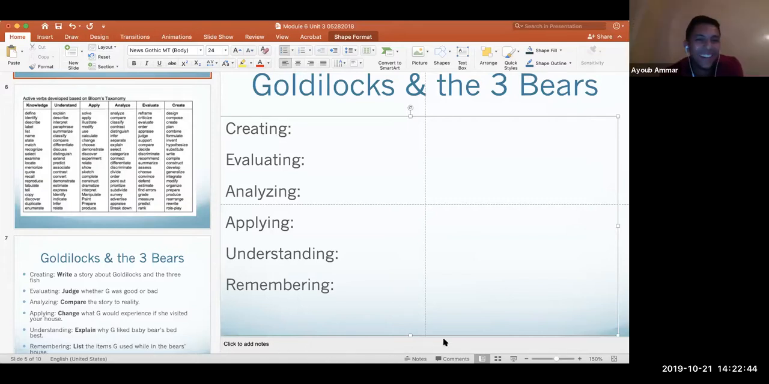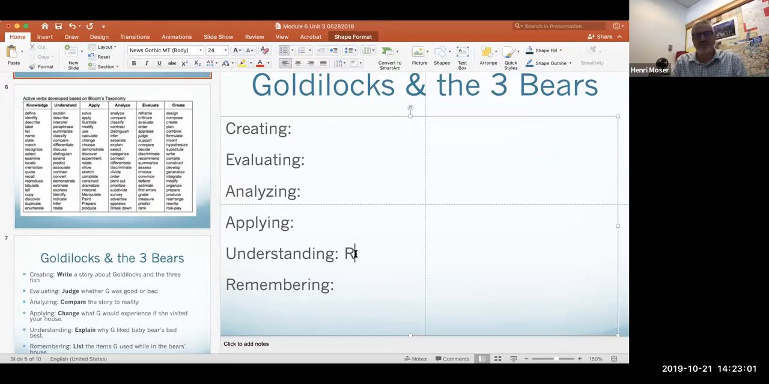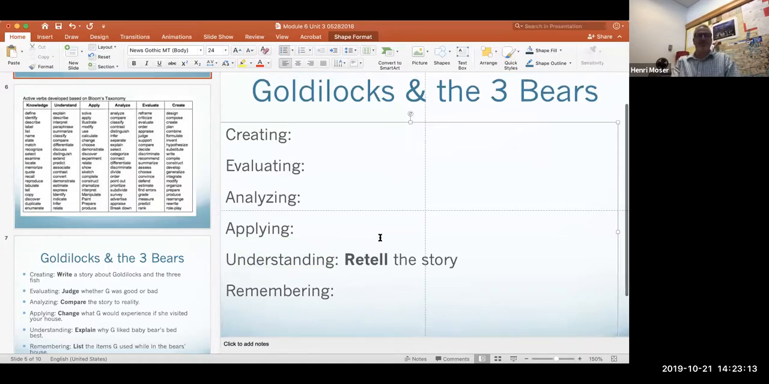That's okay. We realized that on a very fundamental level, it would be remembering and understanding. We would do some sort of think, pair, share, where students who do know the story would tell it to students who don't. For understanding, they would retell the story, and I think that's the verb we'd be looking at there. They'd have to understand it in order to retell it, and there's definitely components of remembering as well.